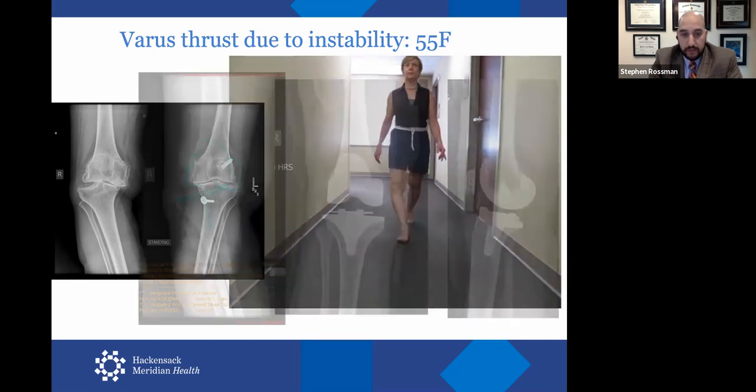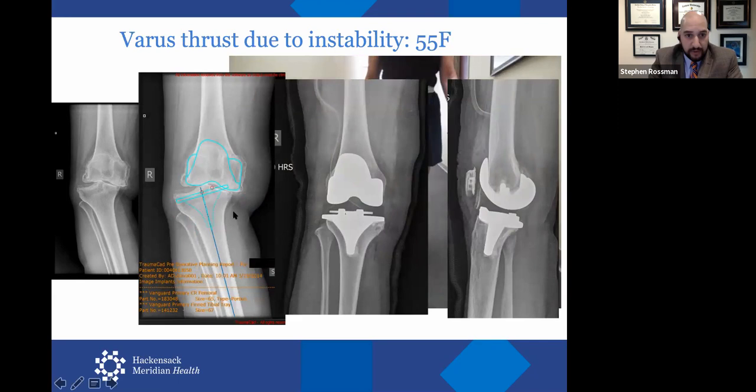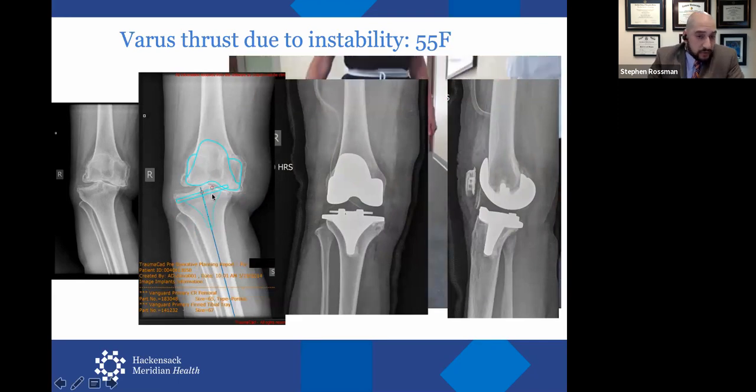There we go. So this is an example of what we can do. We have computer software that we can kind of template and figure out what size she's going to be even before we get in the operation. And you can see her leg used to be completely crooked, about 30 degrees. And then immediate post-op after the surgery, her leg is completely straight. So that's certainly the goal of the surgery.